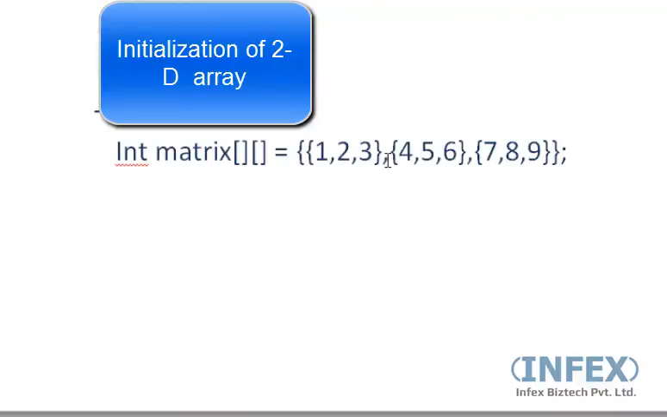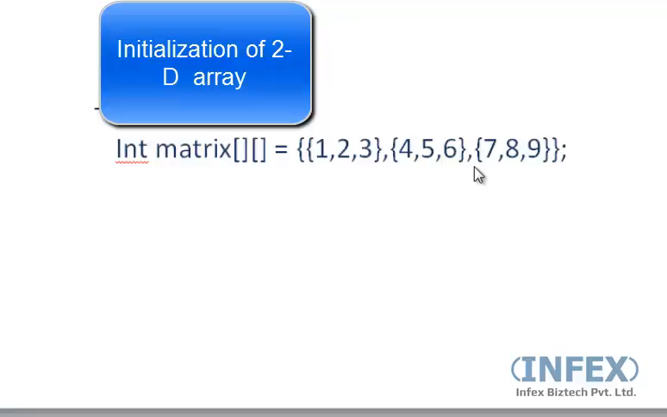Here in this example we have a 3 by 3 matrix. This is a two-dimensional matrix. In our first row, the values are 1, 2, 3. In the second row, the values are 4, 5, 6. And in the third row, the values are 7, 8, 9. All these values must be enclosed in curly braces.